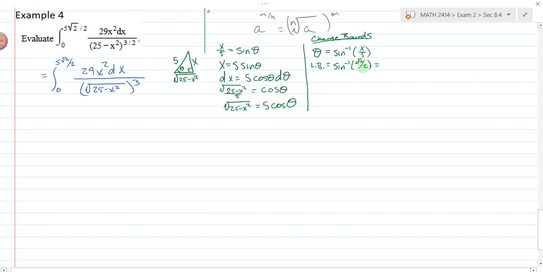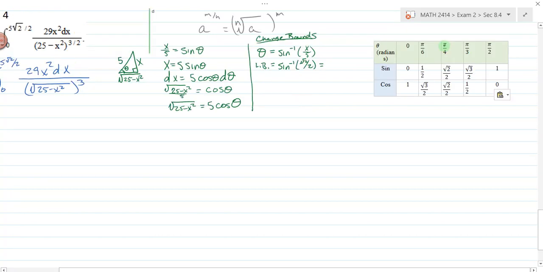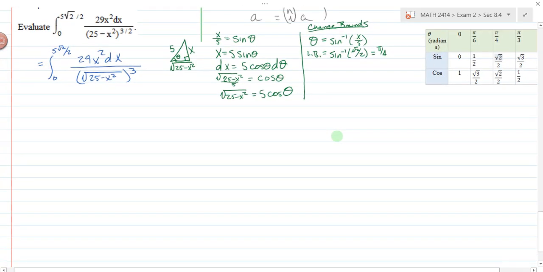And what is sine inverse of square root 2 over 2? It's pi over 4. And then to get our upper bound, oops, that was our upper bound. I screwed that up. That was our upper bound. To get our lower bound, we're going to do sine inverse of 0, and sine inverse of 0 is 0. So now we're ready to rewrite this integral.